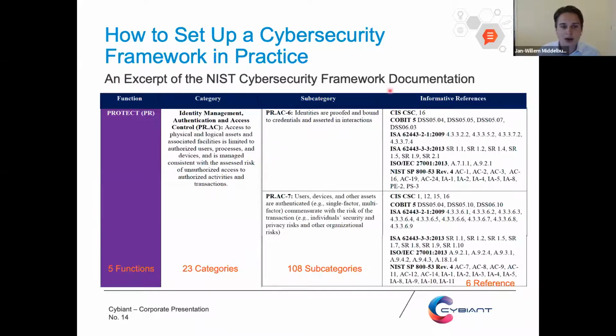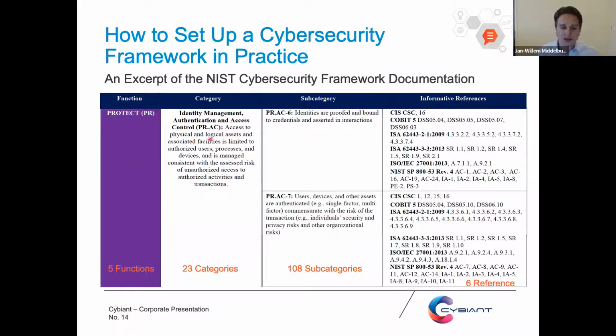So let's look at one example category, and this category is identity management, authentication, and access control, which has been abbreviated to PR.AC. Obviously, this category is going to look at access of physical and logical assets and the associated facilities within which elements of cybersecurity importance are being housed. So every function will have a number of these categories.